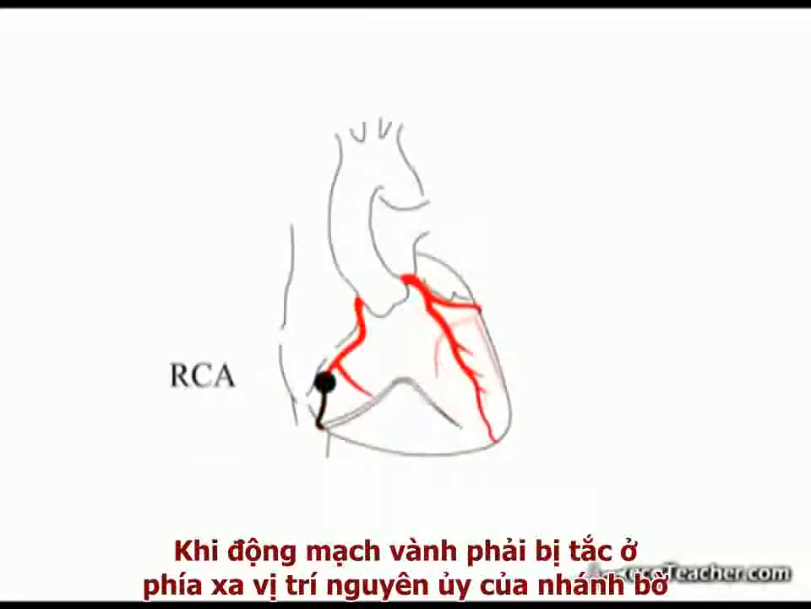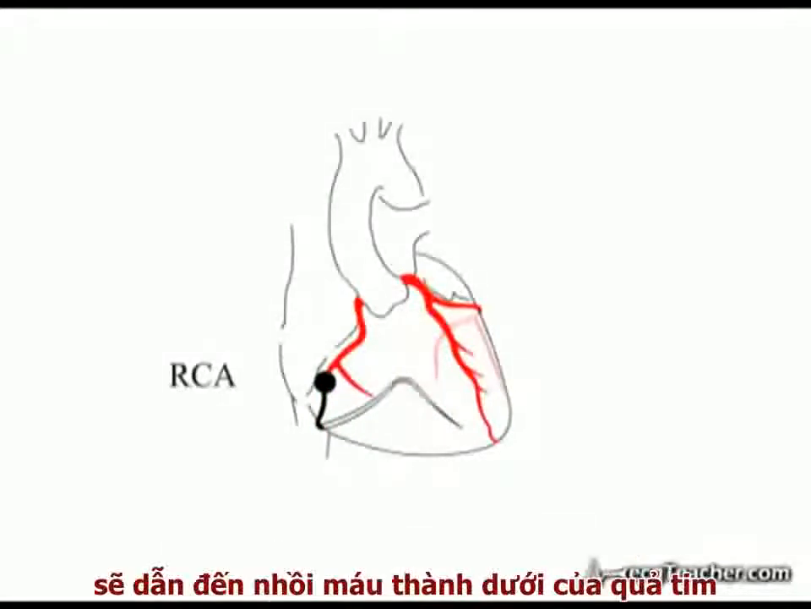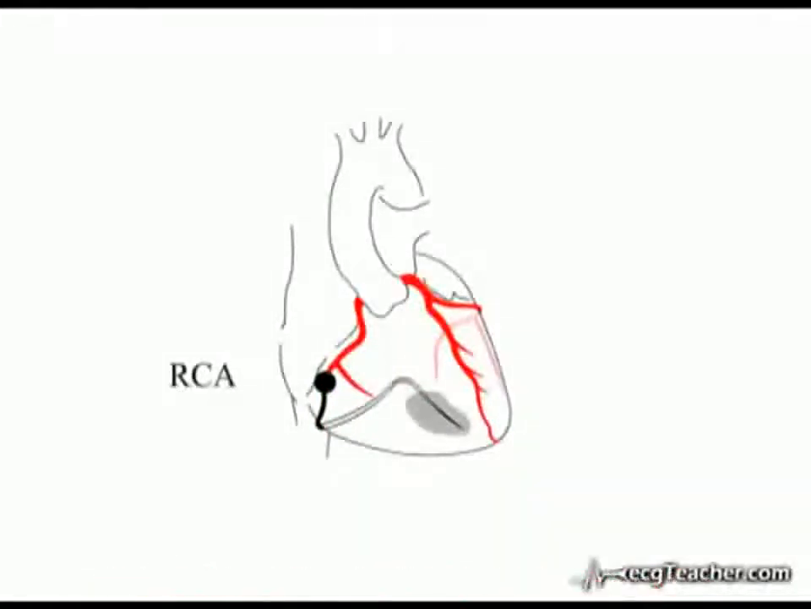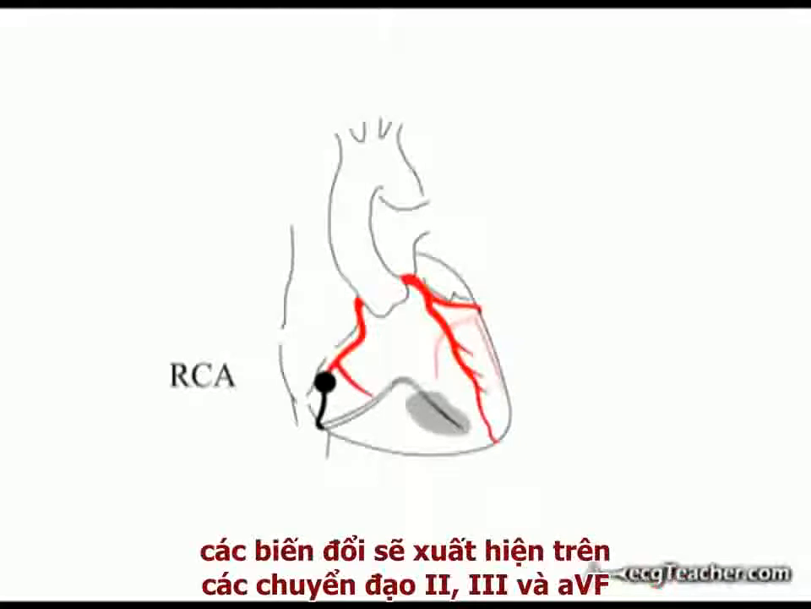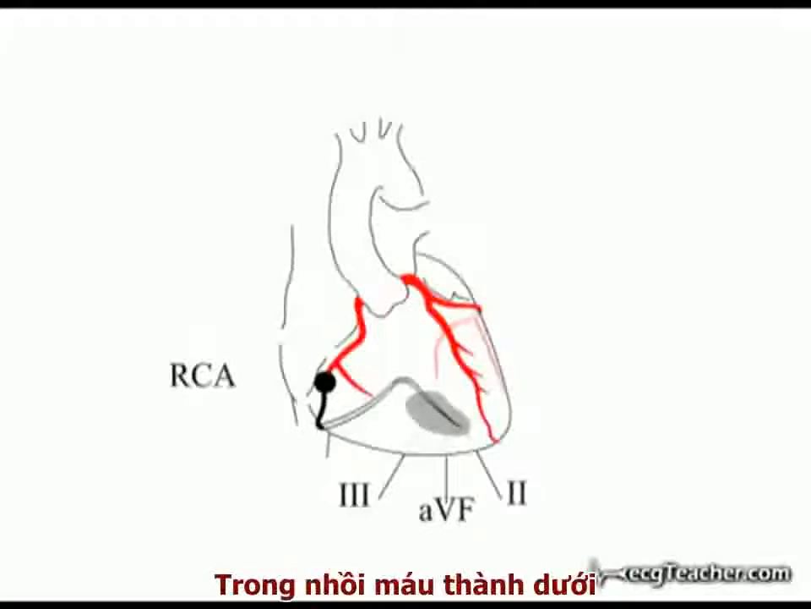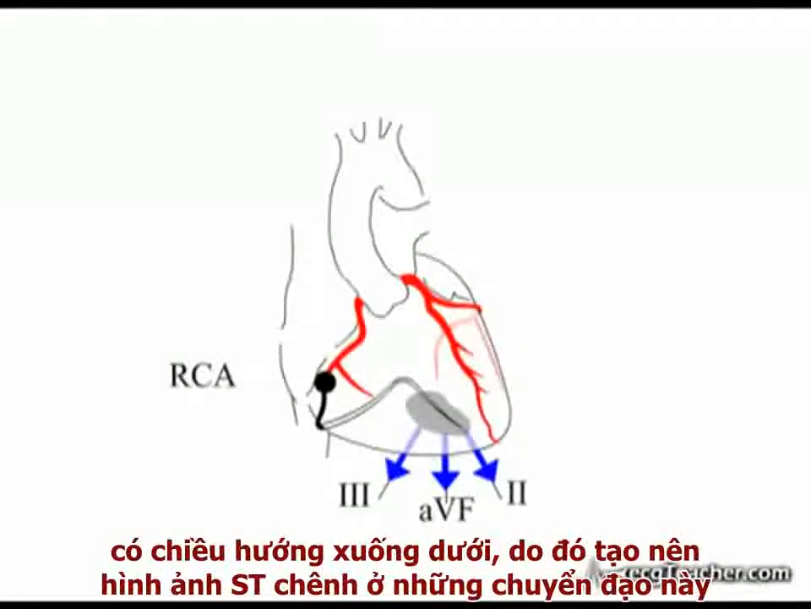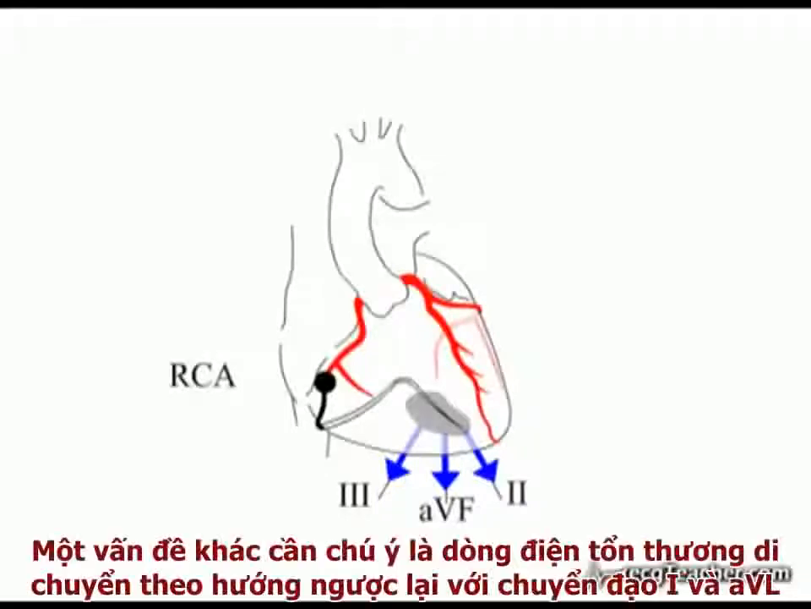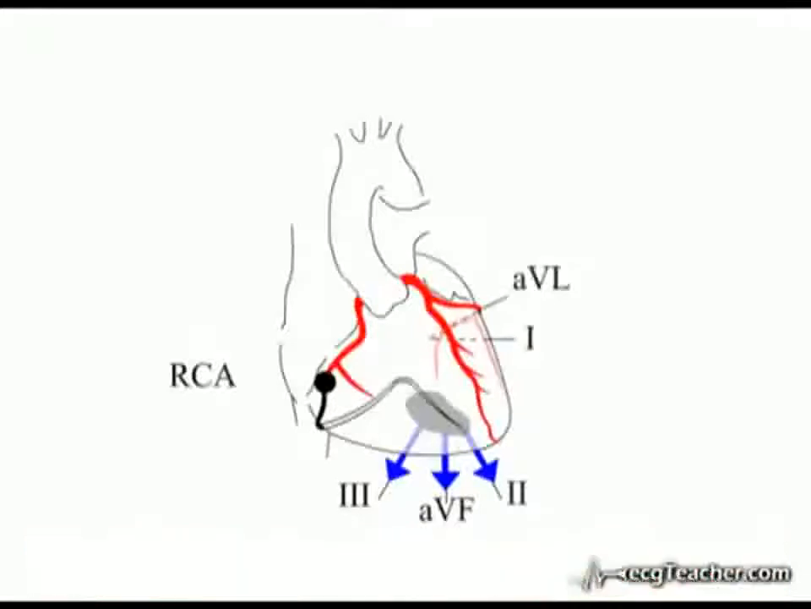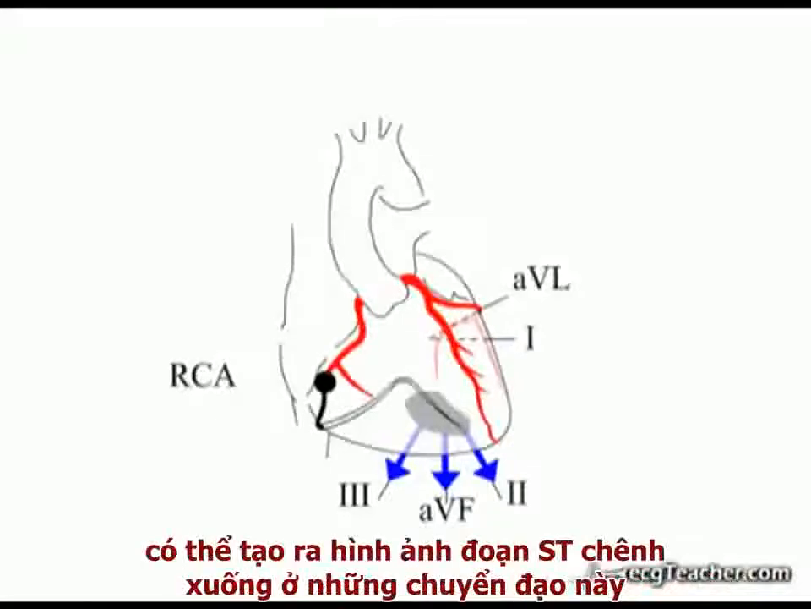Blockage of the RCA distal to the origin of the marginal branch infarcts the inferior surface of the heart. This inferior surface is examined by leads 2, 3 and AVF. In inferior infarction, the injury current, represented here by the blue arrows, therefore produces ST elevation in these leads. Note also that the injury current is moving directly away from leads 1 and AVL. As we'll see shortly, on the ECG this can produce ST depression in these leads, so-called reciprocal change.